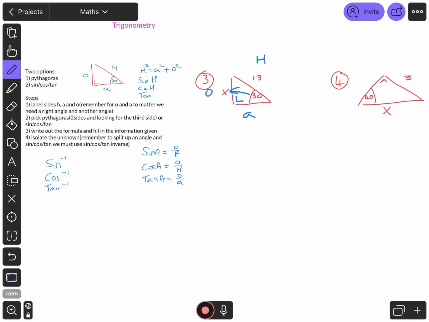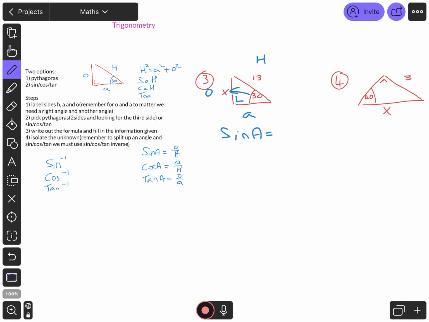So I have O and I have H. I know I'm not using Pythagoras because I am not looking for a third side. I'm looking for a second side. So I have to use the angle. So I'm using sine, cos, and tan. There's nothing there for A, so I'm ignoring A. So I'm using O and H. Which one goes with O and H? SOH. So I'm writing out the formula.